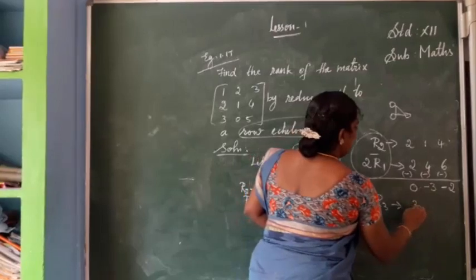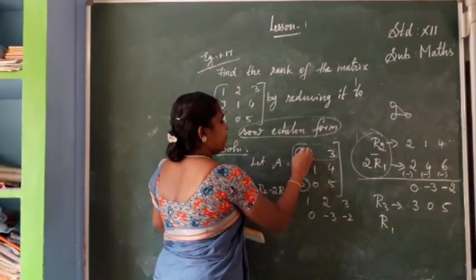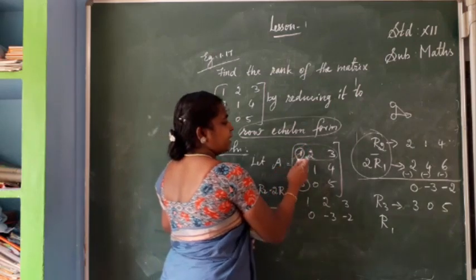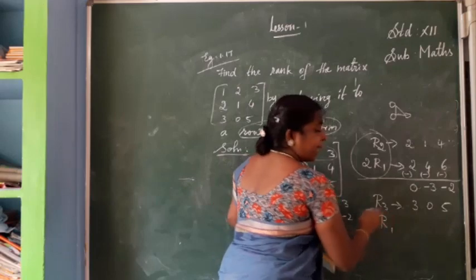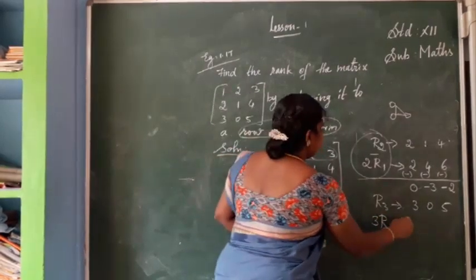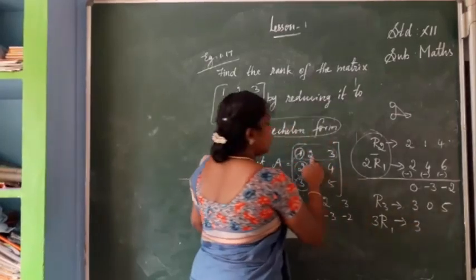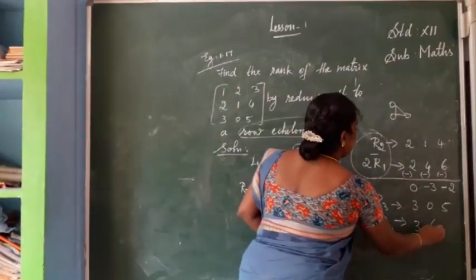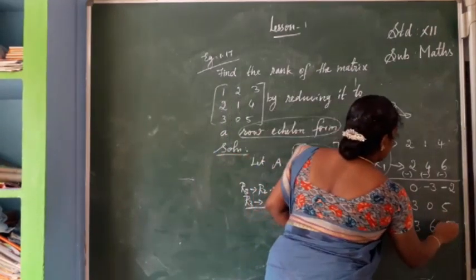So in R1, 1 is there. If you are multiplying by 3, you will get the same element, 3. Okay, so I am going to multiply R1 by 3. So you multiply 1 into 3, 3. Okay, next 2 into 3, 6. Next 3 into 3, 9.